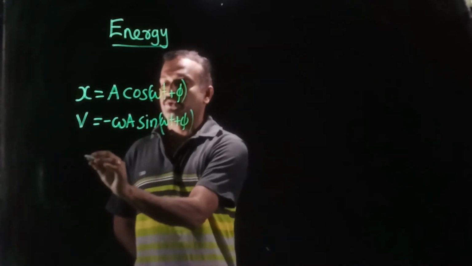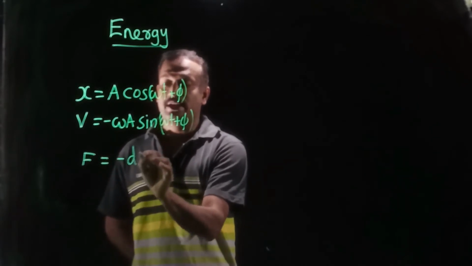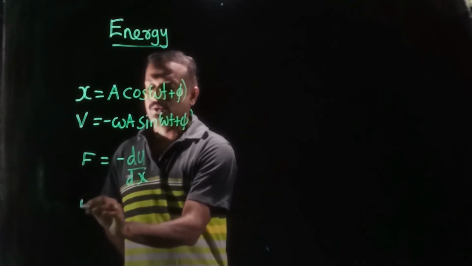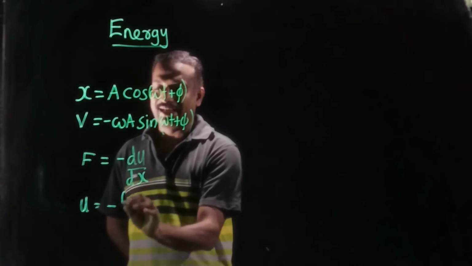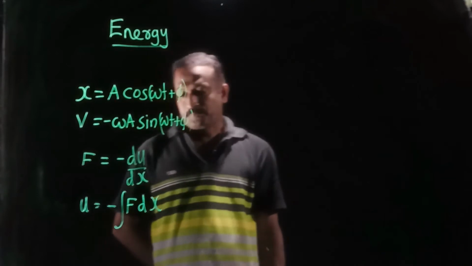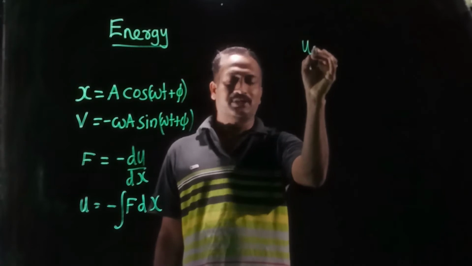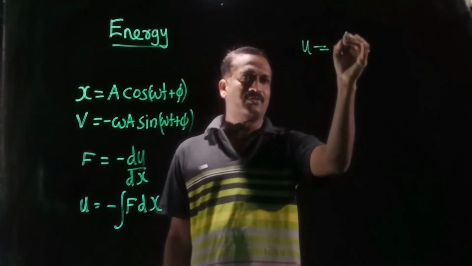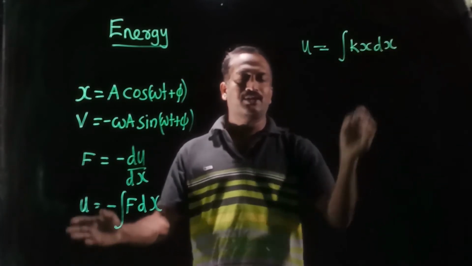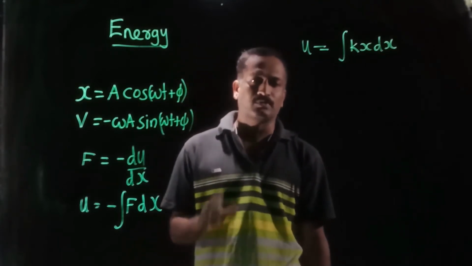We have the relation between force and potential energy in the case of a conservative force field. F is equal to minus dU by dx in the one-dimensional case, or potential energy U is equal to minus integral F dx. Here F is equal to minus kx, so U is equal to integral kx dx. We write the integral of dU as U, taking the mean position, x equal to 0, as the reference position of the potential energy.